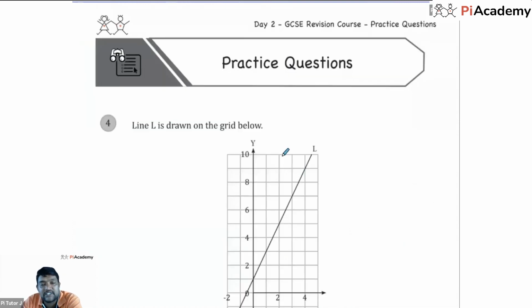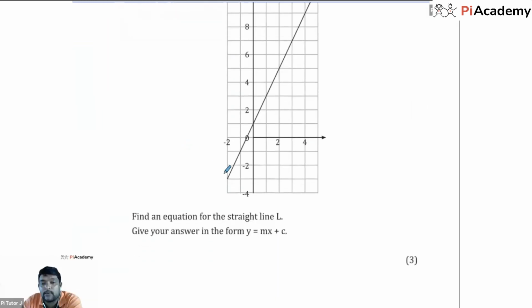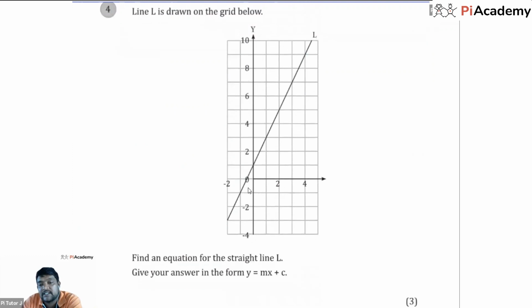Here you go. Line L is drawn on the grid below. Find an equation for the straight line L. Give your answer in the form of y is equal to mx plus c. Can you do that? You have 1 minute for this. Done, sir. Good. Wonderful. Excellent.